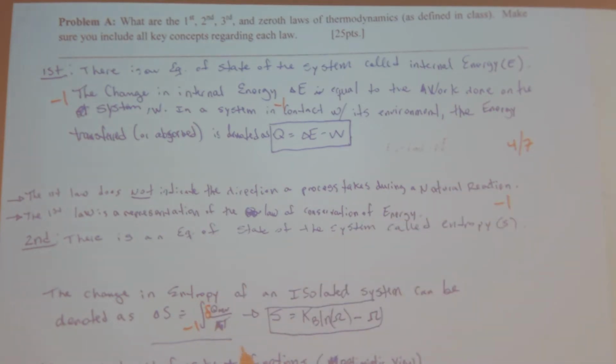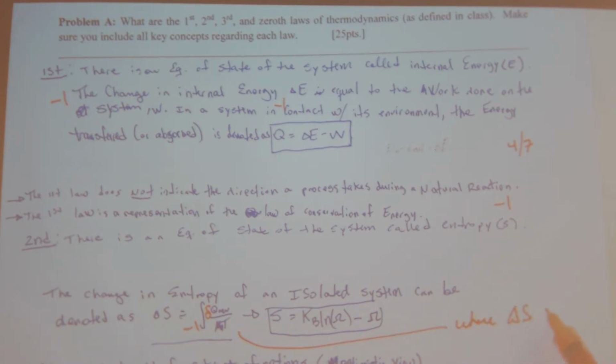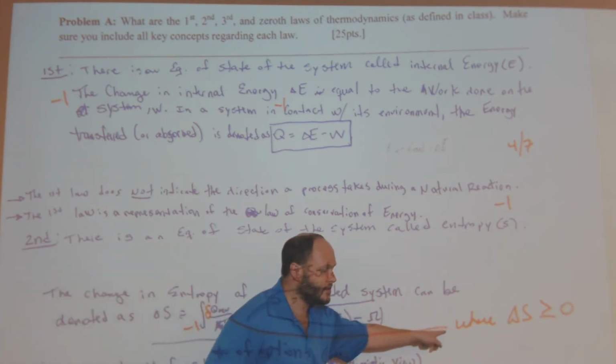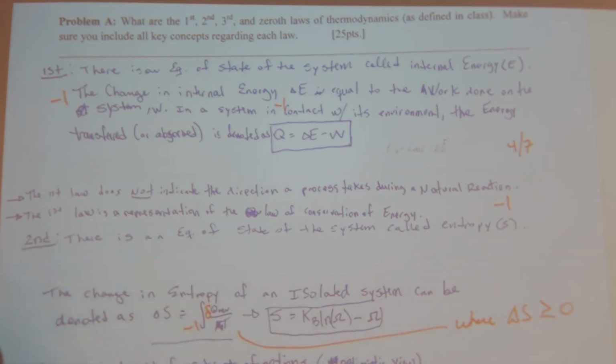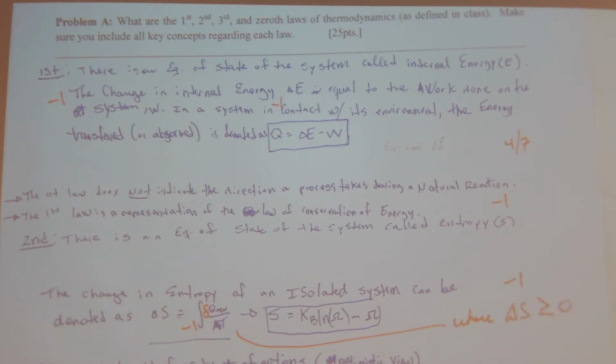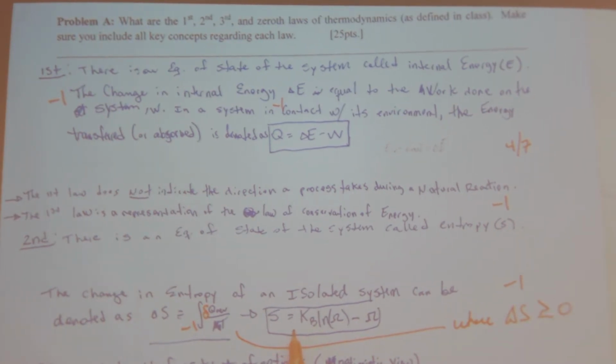So -1. But then it's denoted as, but one of the most important things here is where delta S is greater than or equal to 0 for an isolated system. This is one of the most important things. So not only -1 here, but then he or she forgot to write that, so that's another. That's fine to have this up here, but one of the most important things about the second law is that for a reversible process, delta S equals 0 for an isolated system.